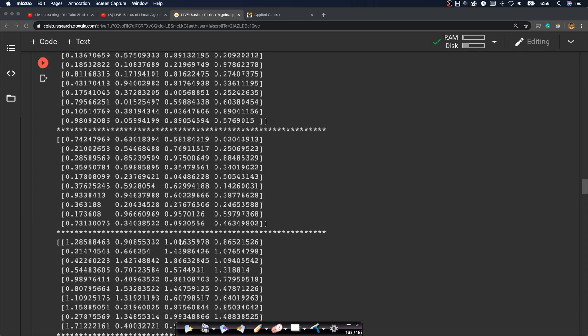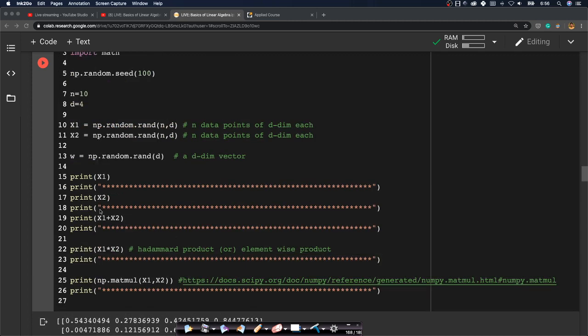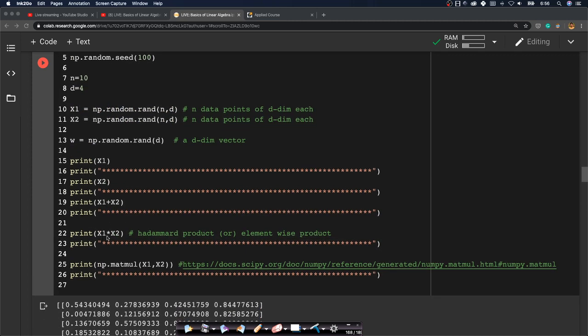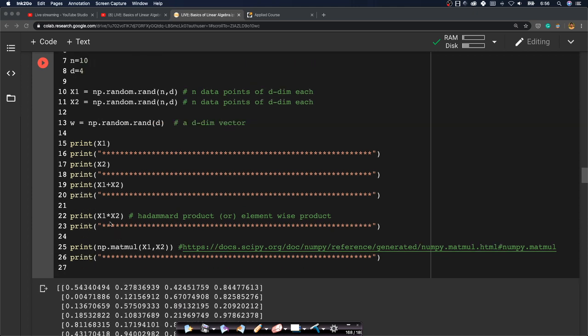And the sum is close to 1, right? So I've just printed x1 plus x2. Now, just like plus, if I do x1 star x2, because star is what we use to multiply numbers, right? So what does x1 star x2 do? It does something called an element-wise product. It doesn't do the typical matrix product that we learned in school.